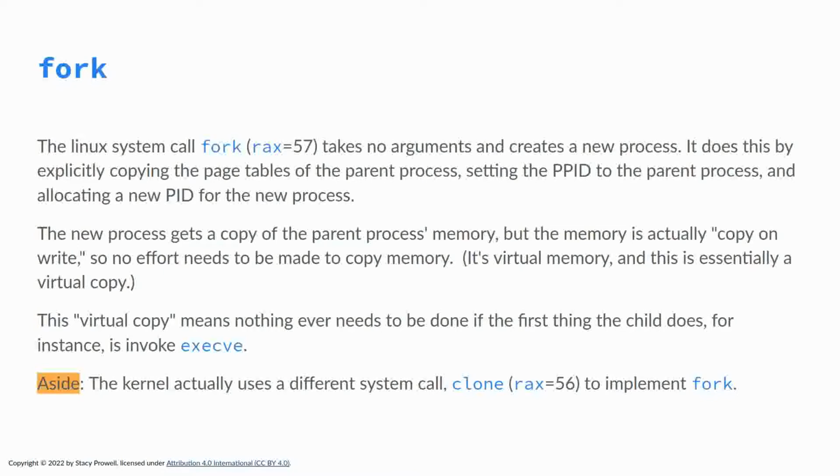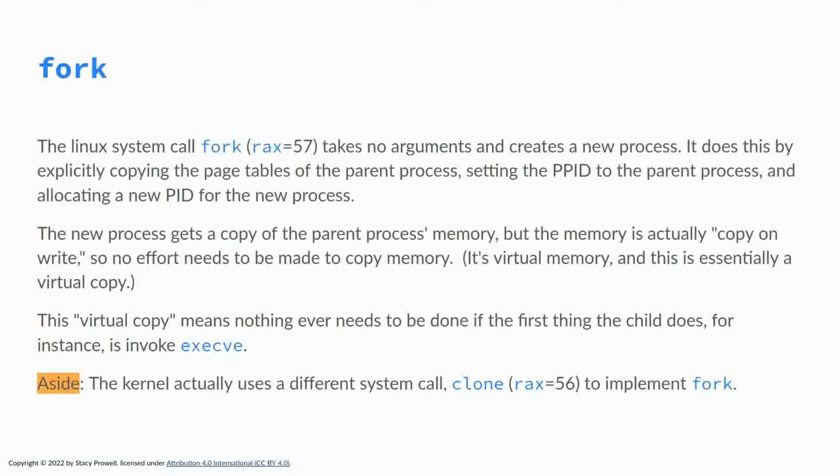Fork. Fork is a system call. It's number 57. Takes no arguments, and what it does is it builds a new process space. And it does this by explicitly copying the page tables of the parent process. So there's a brand new copy set up actually in DRAM of the page tables. You get your own independent copy of the page tables. In addition, you get your own PID.